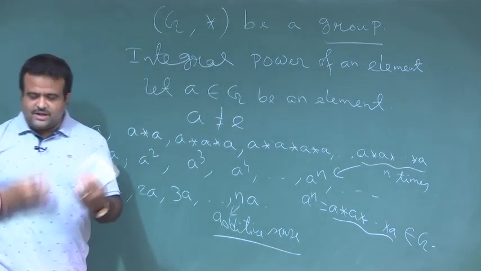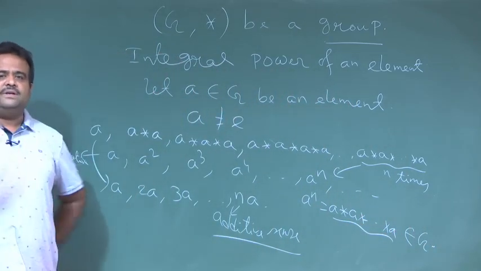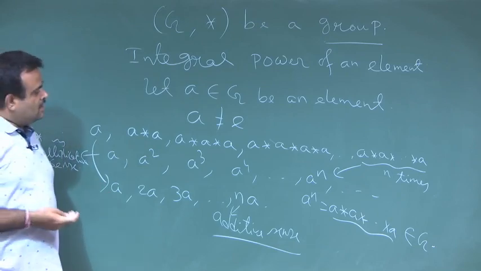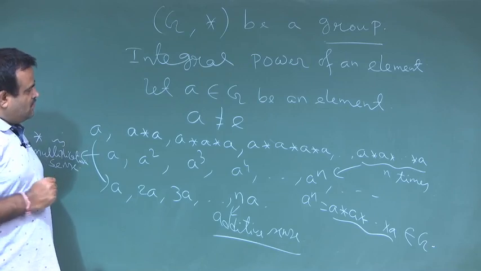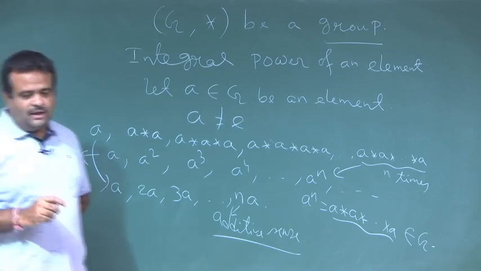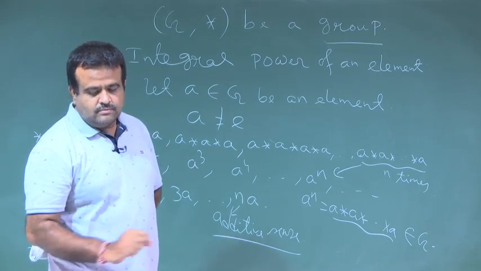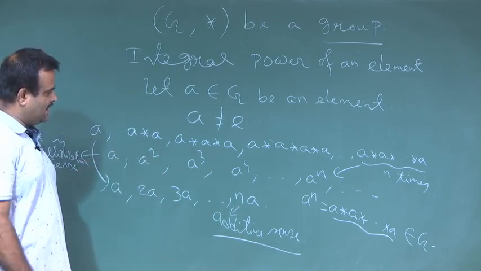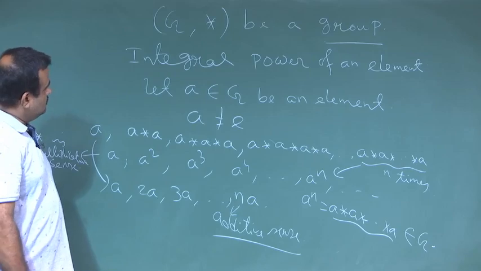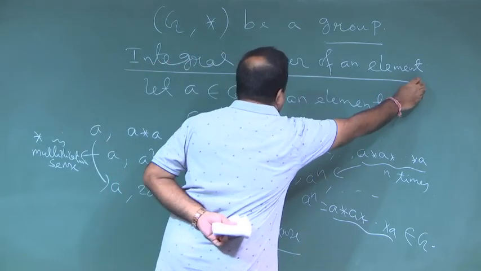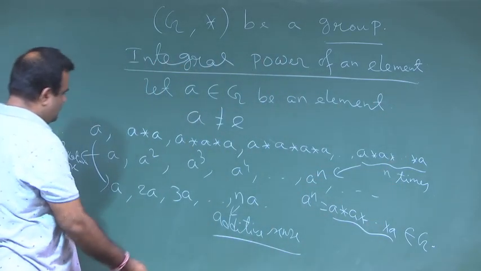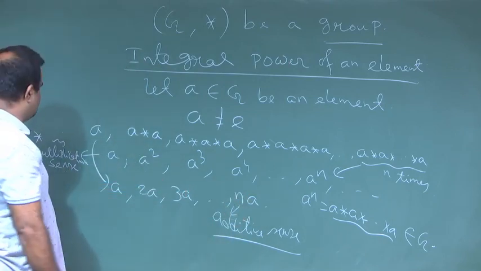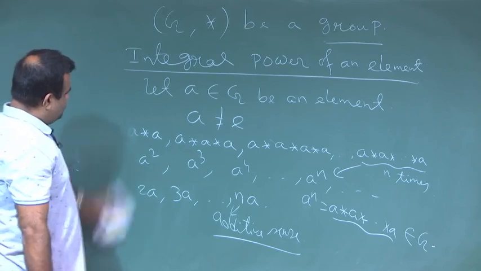So, this is the integral power of a, we keep on applying a with the elements, and by closure property this will be in G. So this is how we define a to the power n, the integral power of the element, a to the power n, or in the additive sense n a, if the star is in the additive sense.